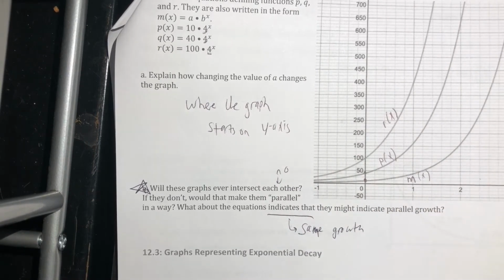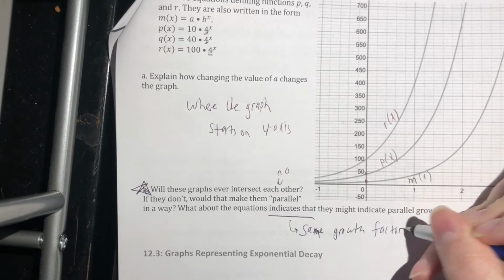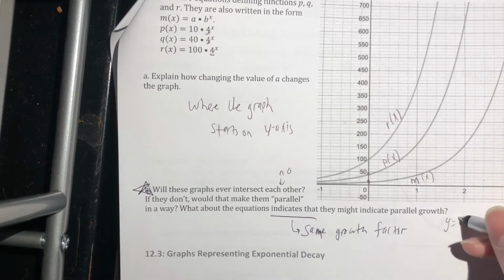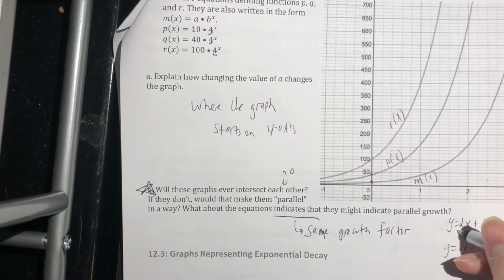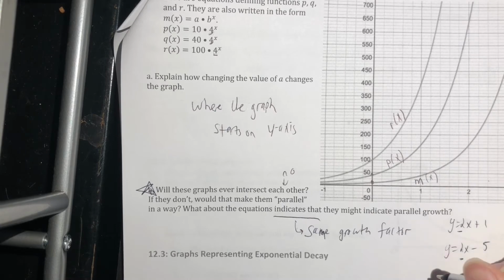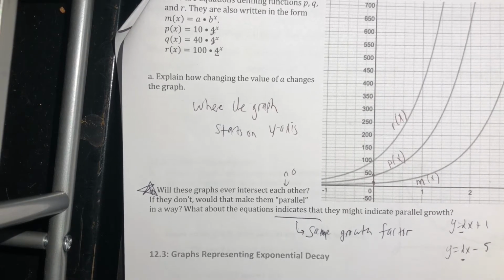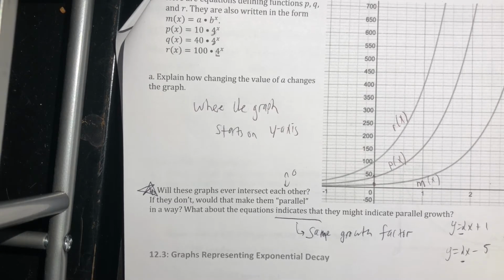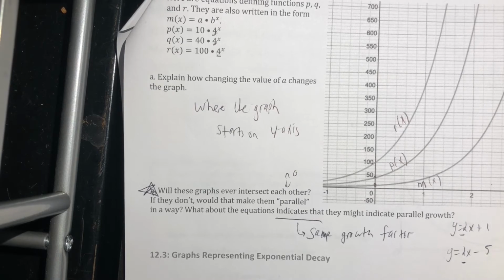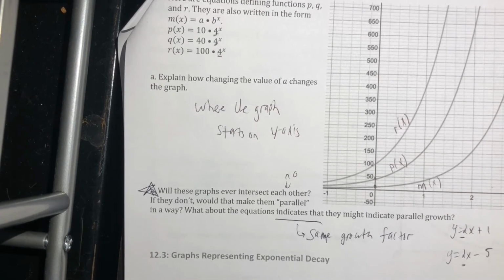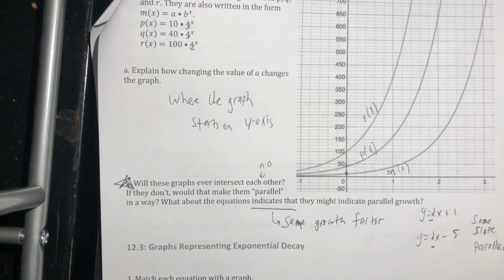Like parallel lines had the same slope. Like y equals 2x plus 1 and y equals 2x minus 5 had the same slope. They were parallel. So this is kind of the exponential function version of parallel. They have the same growth factor. So they are kind of parallel. Okay.